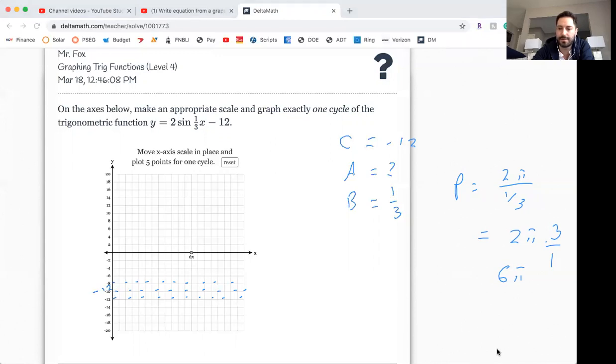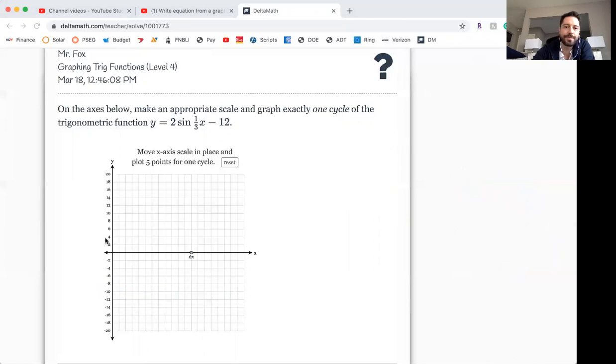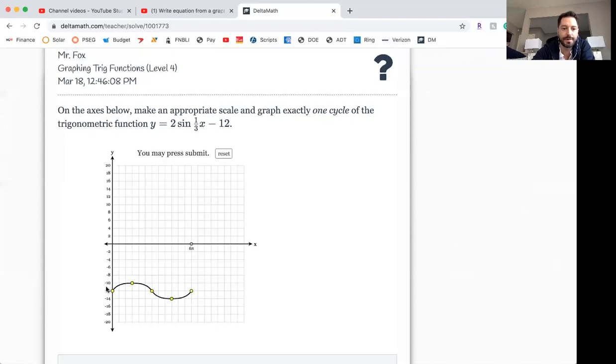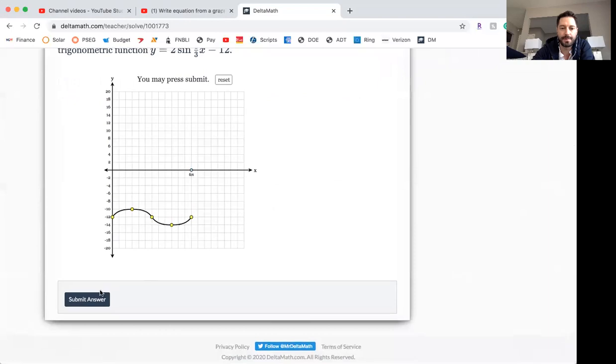Let me clear this out. -12, I go over 1, 2, 3, and then up 2. Up 2 is just 1 unit. 1, 2, 3, then down. 1, 2, 3, then down. 1, 2, 3, and then back up. Hopefully this is it. Seems legit.